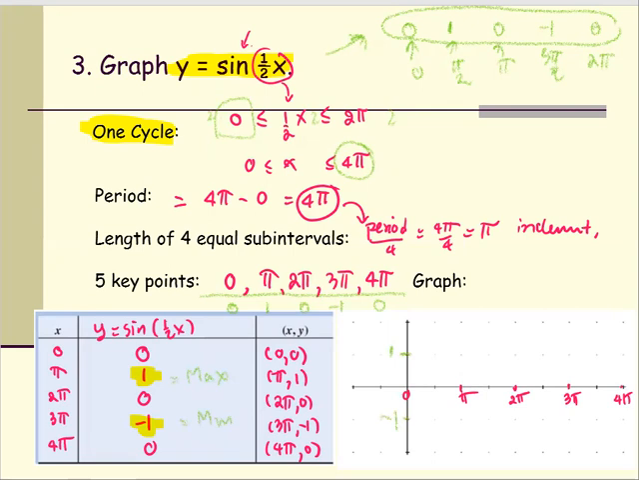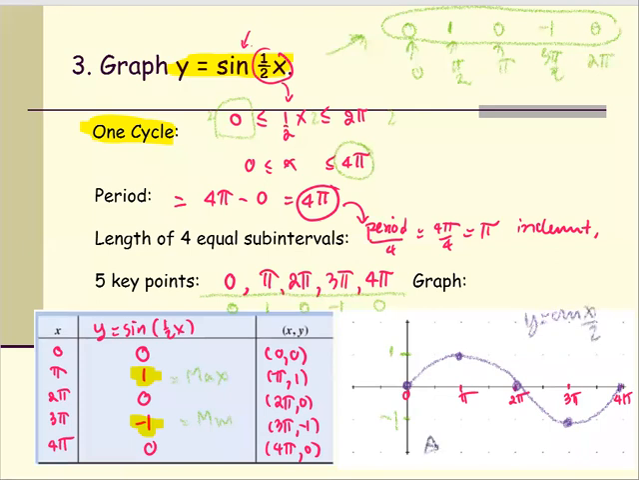Locate the ordered pairs on the xy plane. First one is 0, 0. Next is pi, 1. Next is 2 pi, 0. 3 pi, -1. And 4 pi, 0. Connect all the points with a smooth curve. And now we get one cycle of the graph of y equals sine of x over 2.